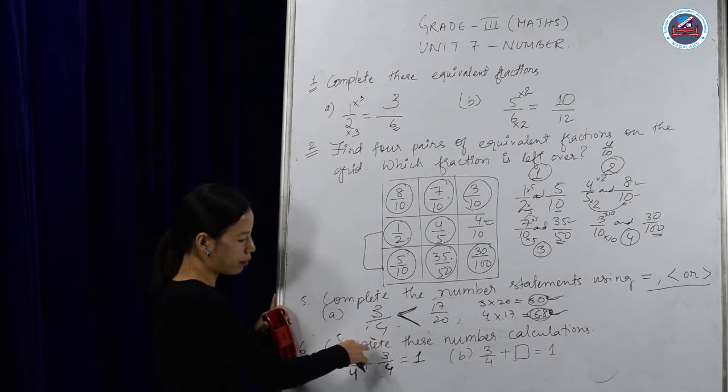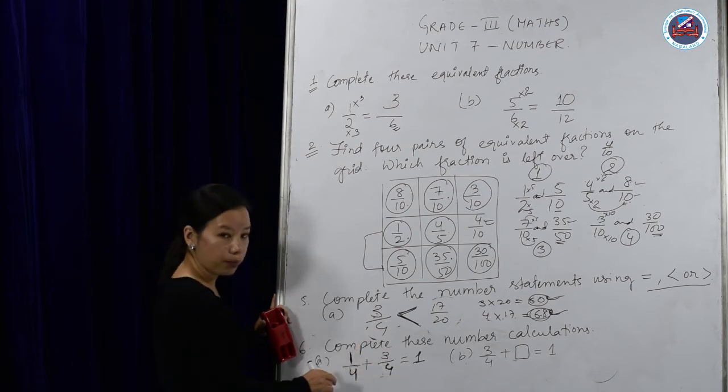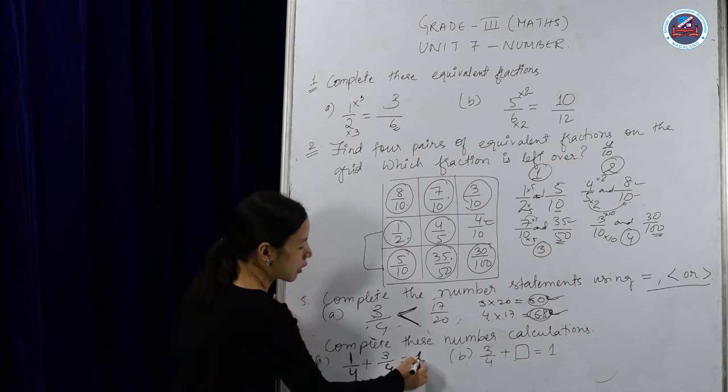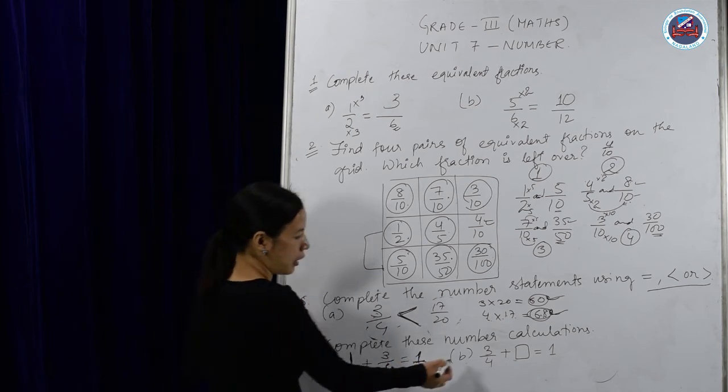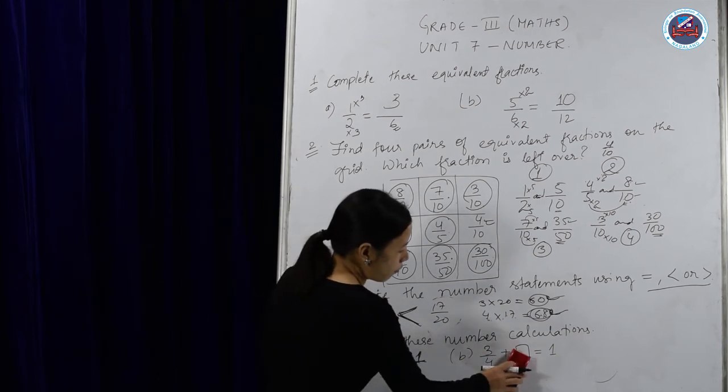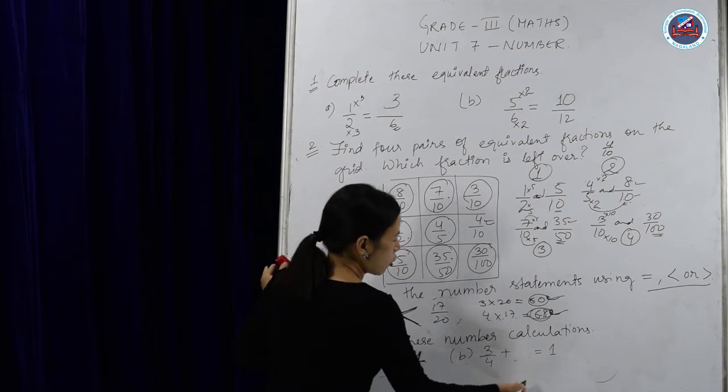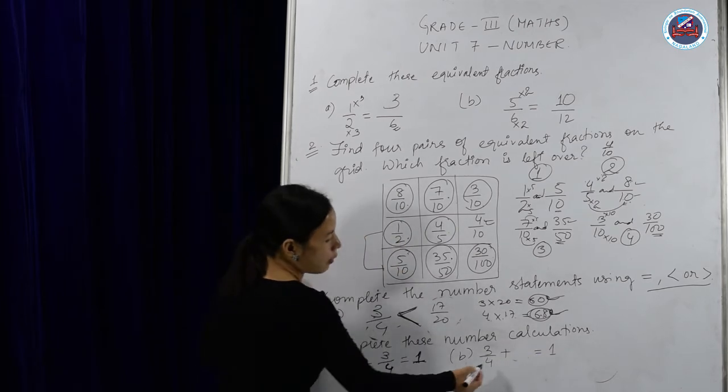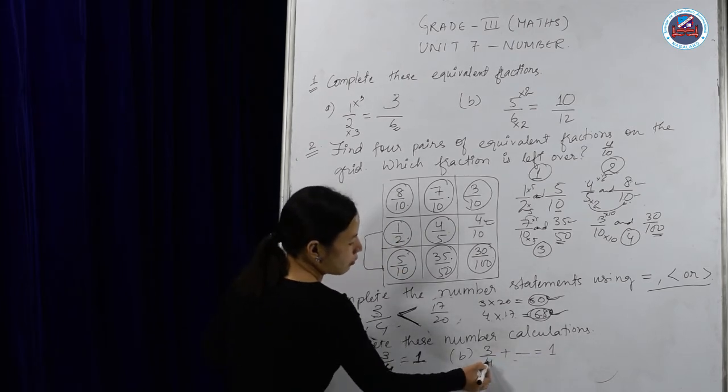That means the top number is 4 now, and the bottom number is 4. That means top and bottom number is the same, then the value will be 1, right? Now here we have 3/4 plus dash equals 1. So we have to make it as 1. So to make it as 1, we know that the bottom number is 4.